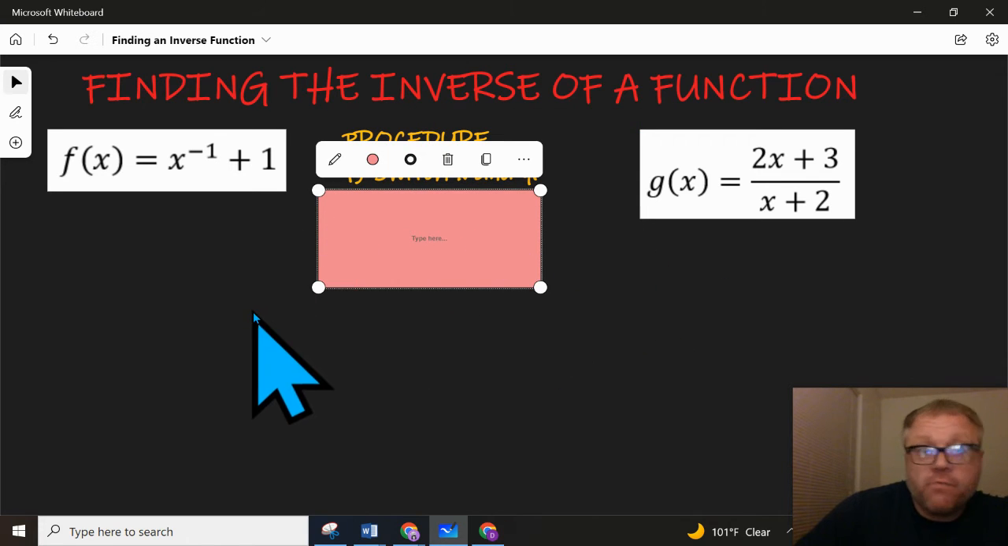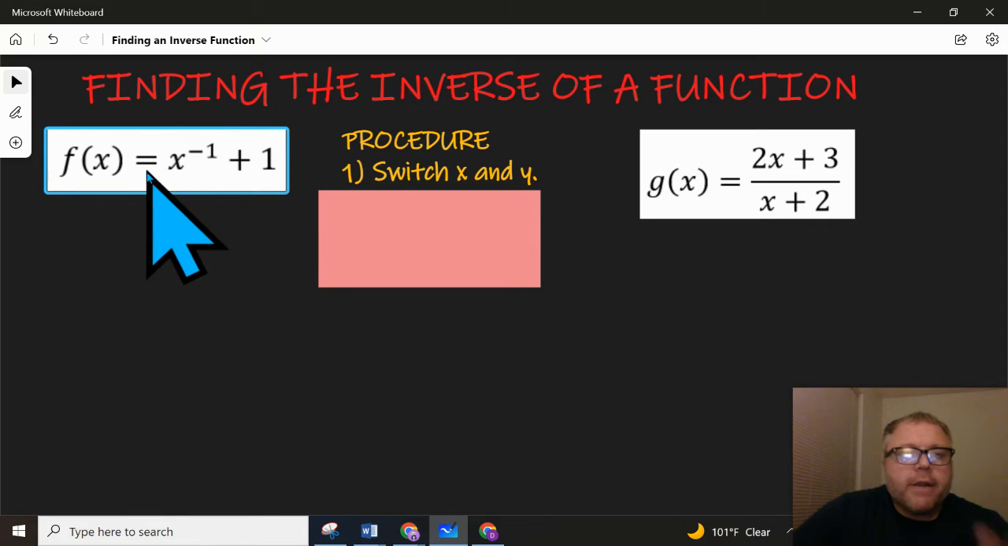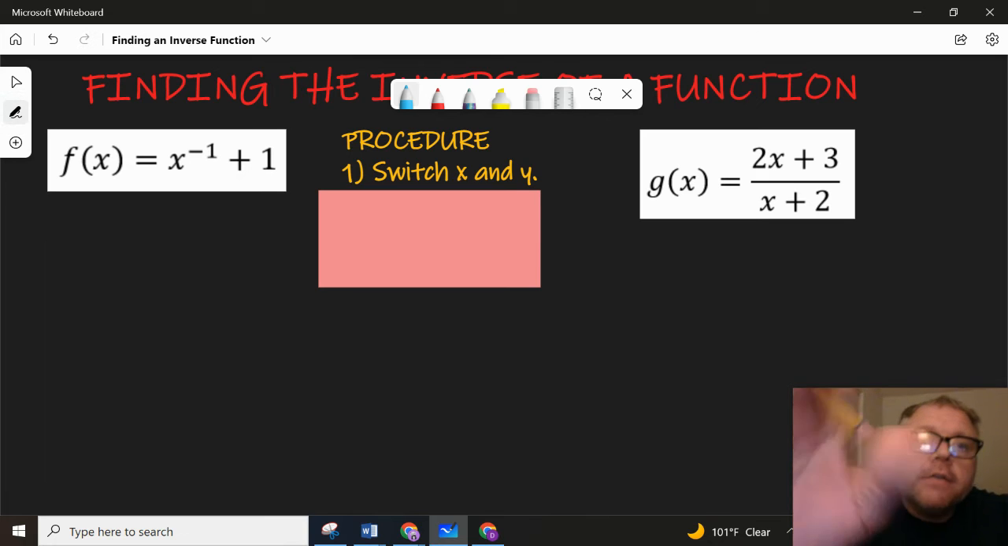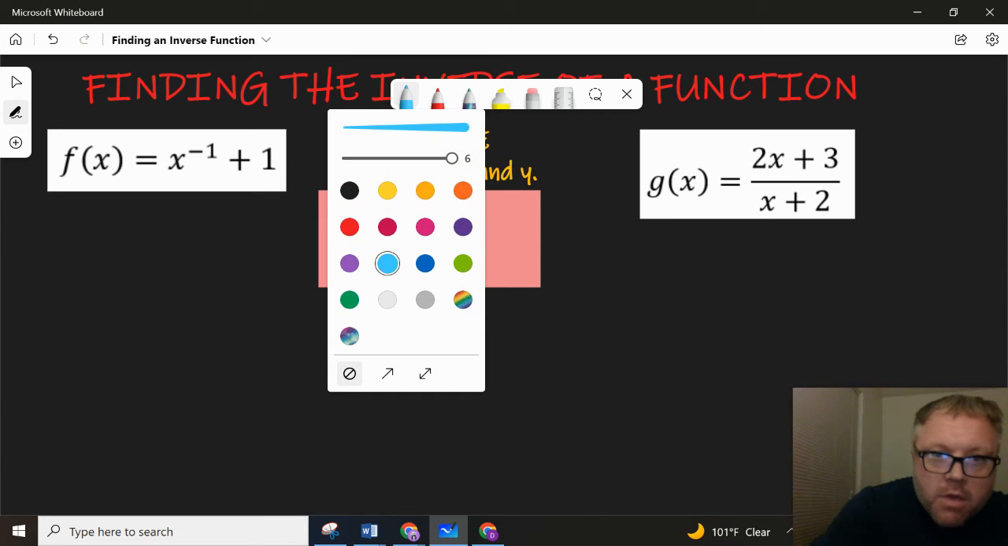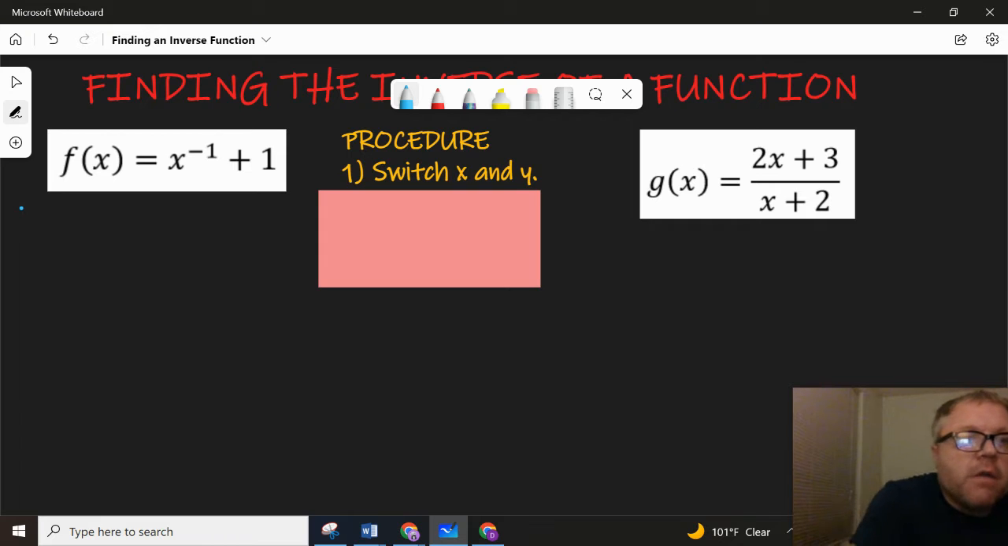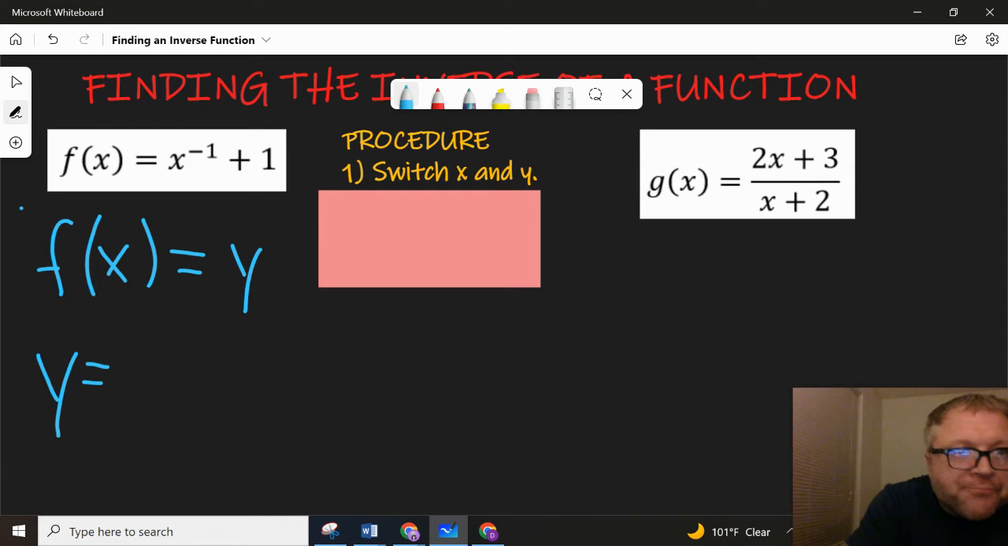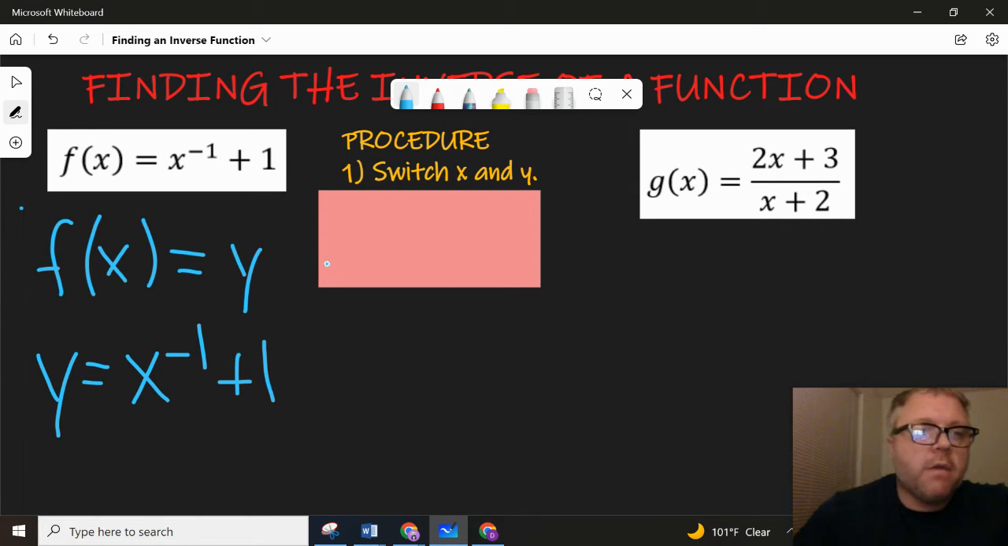All right, switch x and y. You might be looking at f of x over here and thinking, but there's not a y there. Maybe you know this, maybe you don't. If you don't know, that's okay. f of x is y. These are the same thing. So I can rewrite f of x as y equals x to the negative first power plus 1. Just in case you didn't know.